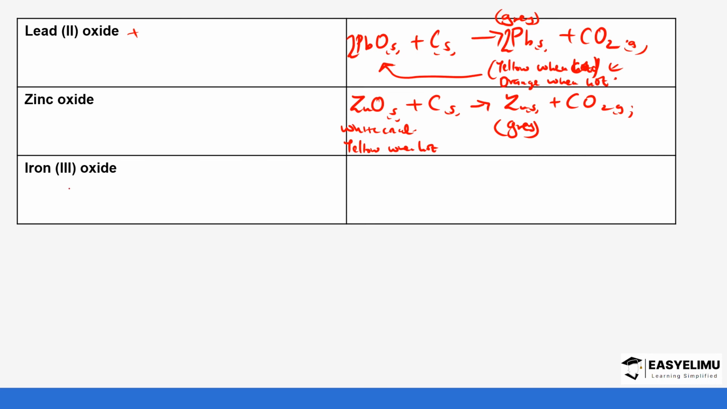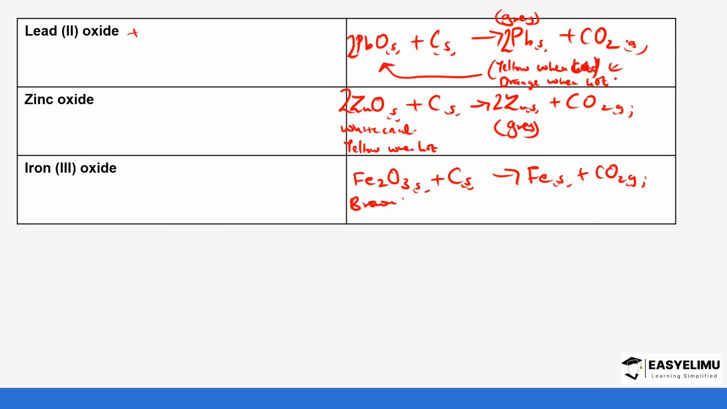Iron 3 oxide is brown. So when we talk about iron 3 oxide, let's do that. Iron 3 oxide reacts with carbon to form iron, solid, and carbon 4 oxide gas. So the iron 3 oxide, let's not forget to balance. The iron 3 oxide is brown in color.